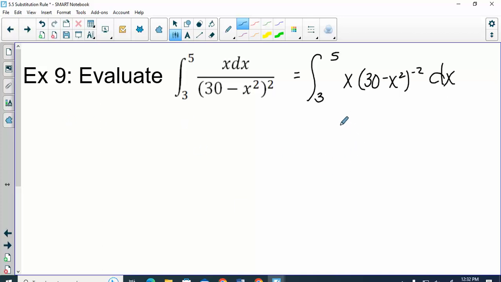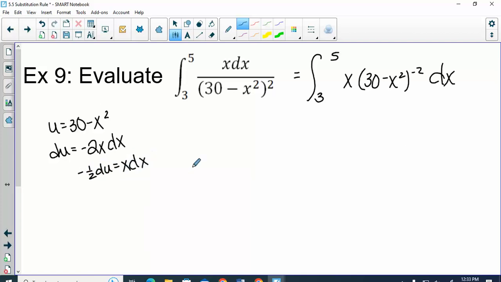So what would our u be? Then what's du? And we don't need the -2, do we? So we could divide that over, so it'd be -1/2 du equals the x dx. Right, so the x dx is my -1/2 du. The 30 minus x squared is u to the -2.